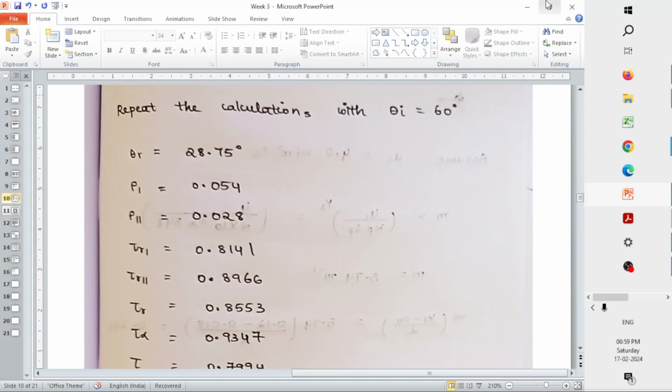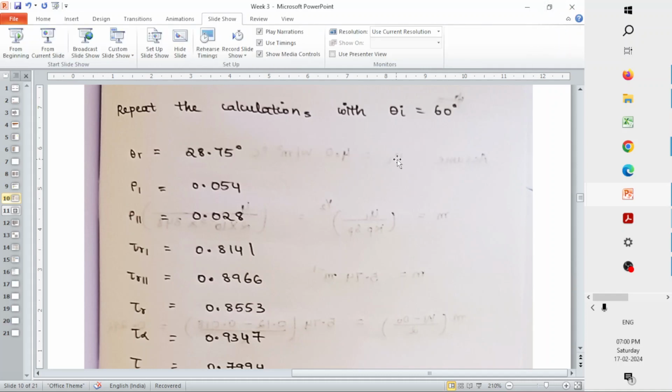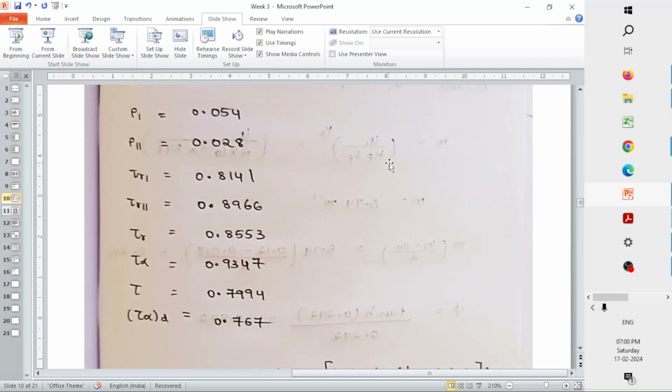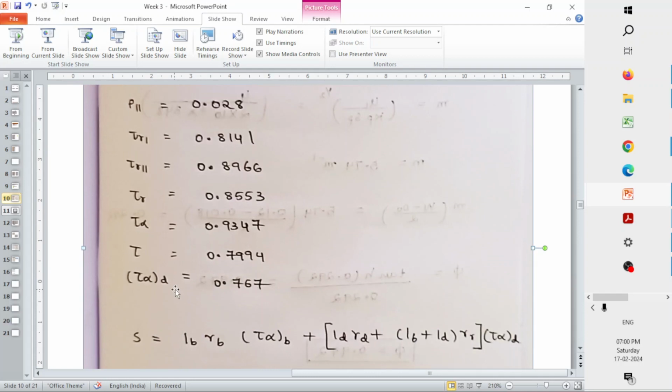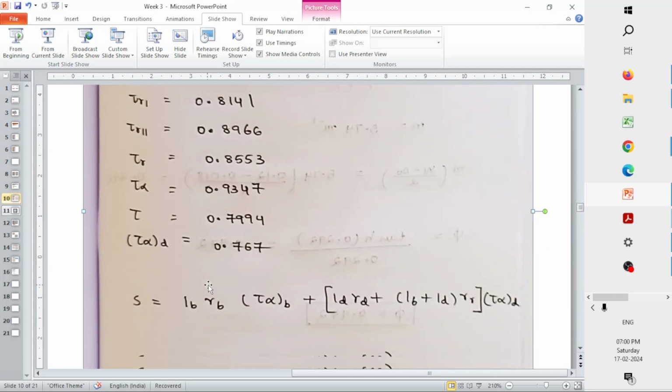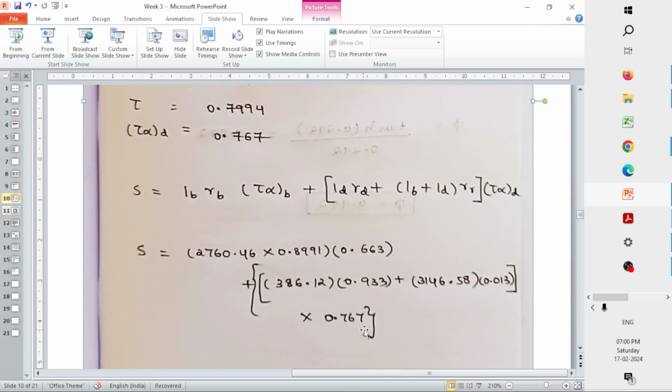The solar radiation is also going to fall onto the surface of your glass cover, so this radiation will also undergo refraction. Here we have taken theta I as 60 because we are going to account for all the diffusive radiation. So you have to get all these values, theta r, rho 1, rho 2, tau r1 for the diffusive component, because they are also going to get refracted. You have to repeat the entire procedure we did for beam radiation for diffusive radiation also. Since it's the same procedure, I have already calculated it, and the value of tau alpha d came around 0.767. So that's what we are multiplying here.